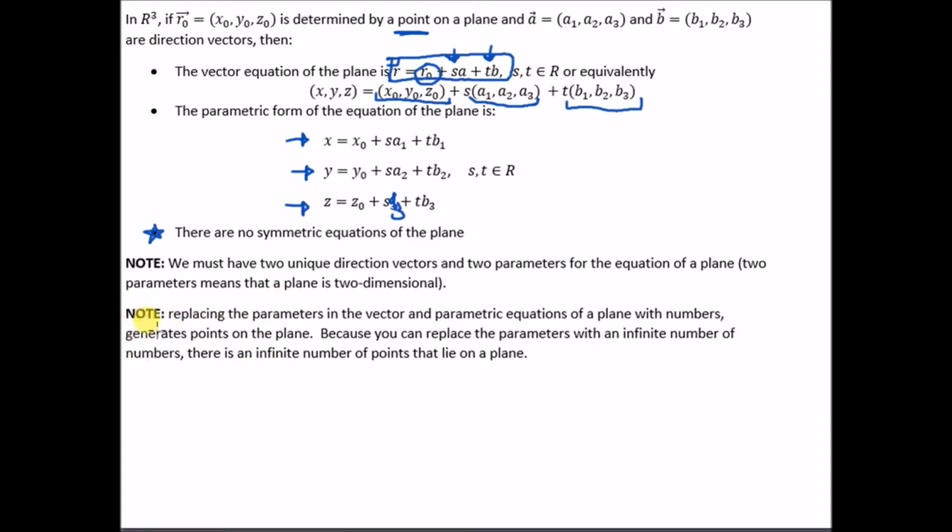Okay, and then please note, replacing the parameters in a vector and parametric equations of a plane with numbers generates points on that plane. Okay, so just similar to a line, when we replace like the parameter t with a number, we would get more points on the line. This time, if we replace the parameters s and t, we're going to get points on that plane. Okay, and there's an infinite number of points that lie on a plane, just like there's an infinite number of points that lie on a line.